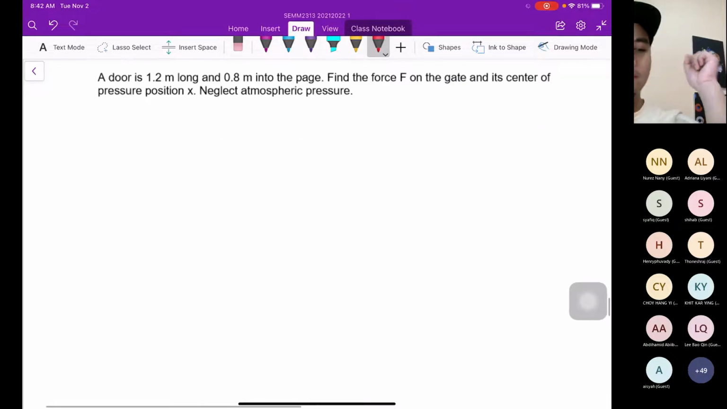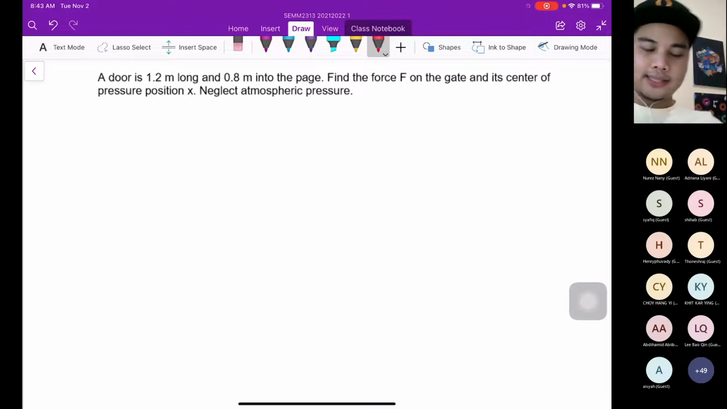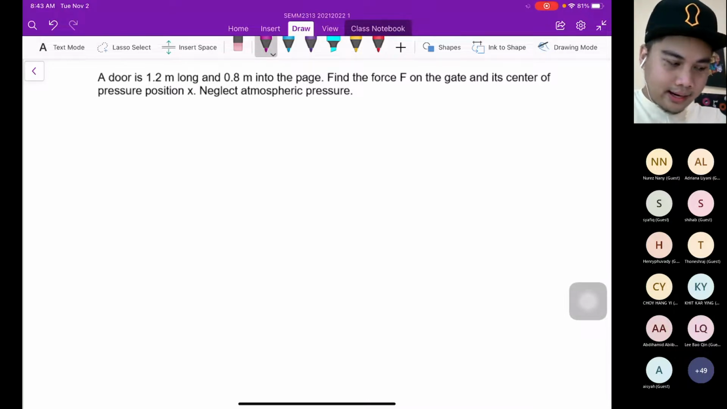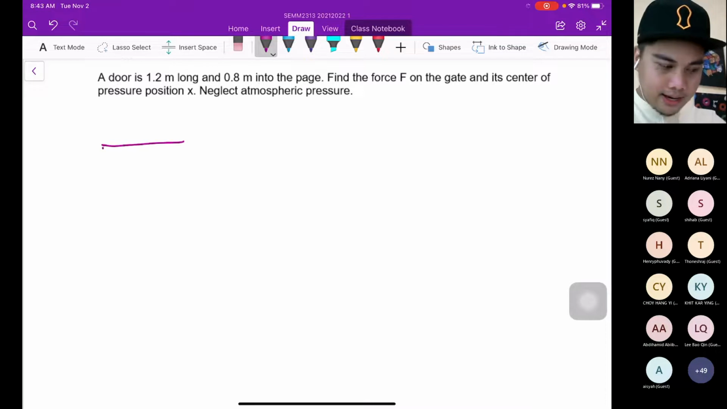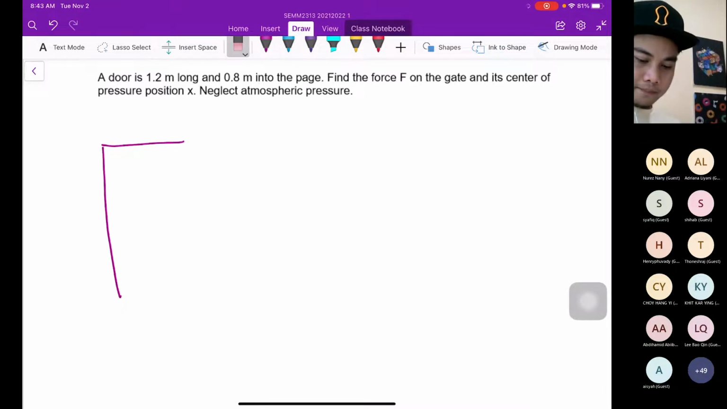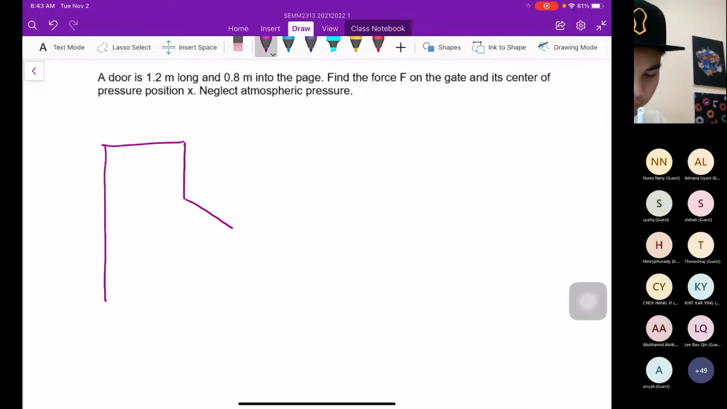So, I draw first. This is the diagram, and this is the door. How to draw the door? I try to draw the door like this, and then this is the diagram.